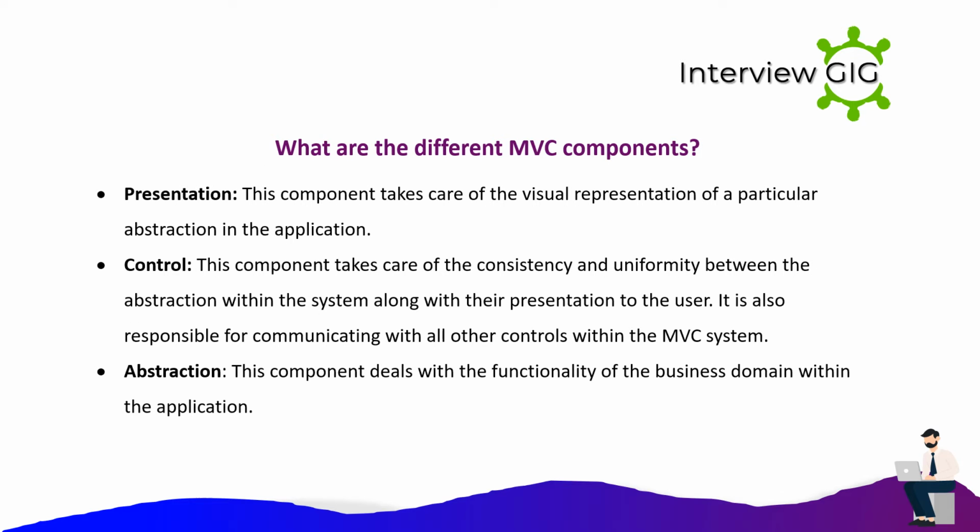What are the different MVC components? Presentation. This component takes care of the visual representation of a particular abstraction in the application. Control. This component takes care of the consistency and uniformity between the abstractions within the system along with their presentation to the user. It is also responsible for communicating with all other controls within the MVC system. Abstraction. This component deals with the functionality of the business domain within the application.